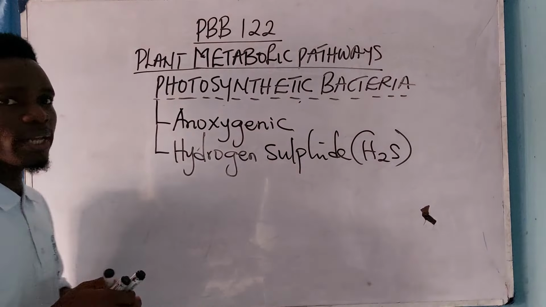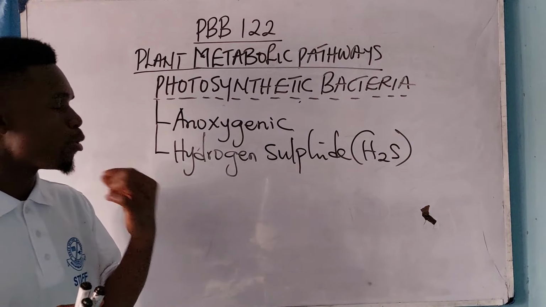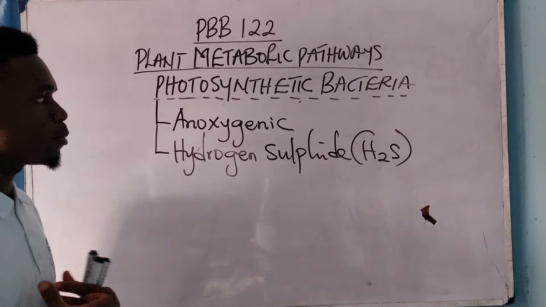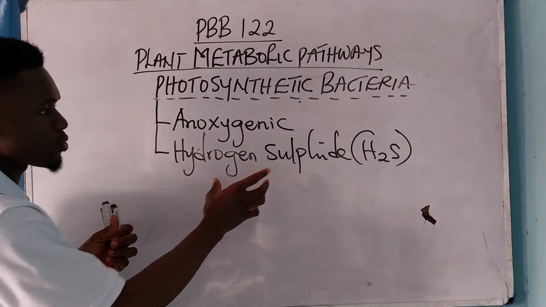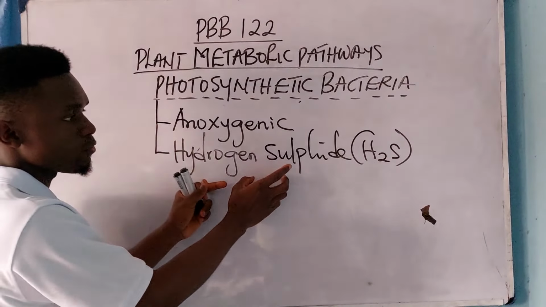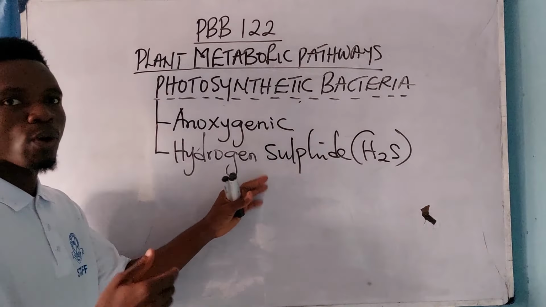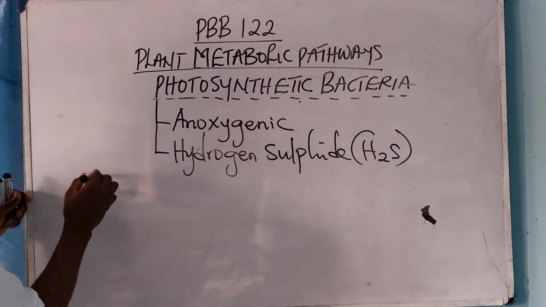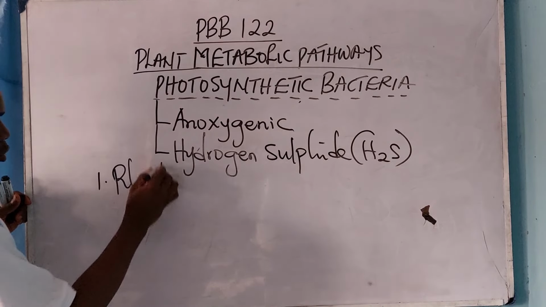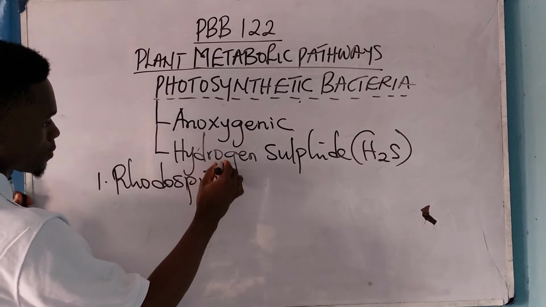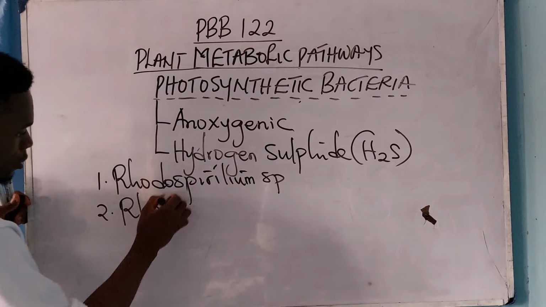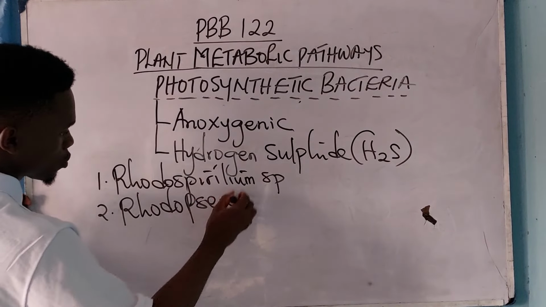But there are some bacteria we call purple non-sulfur bacteria. That is, they are purple bacteria, but they do not make use of sulfur, that is hydrogen sulfide. That is what non-sulfur means. Rather, they make use of amino acids and alcohols. What are examples of these bacteria? One, we have the Rhodospirillum species, and two, we have the Rhodopseudomonas.